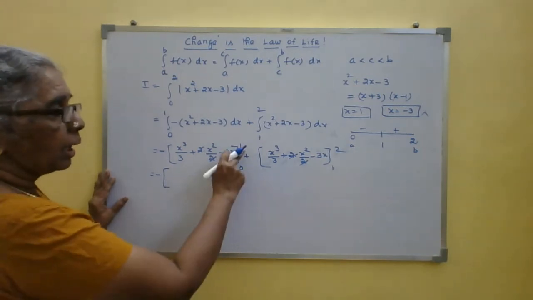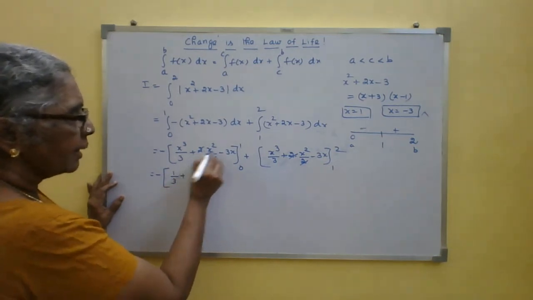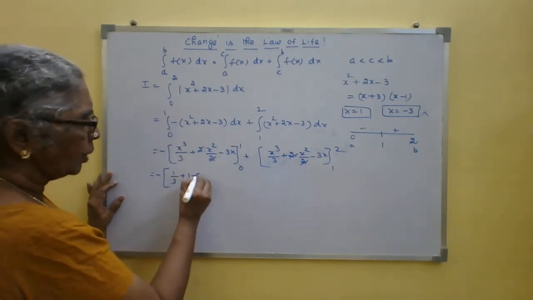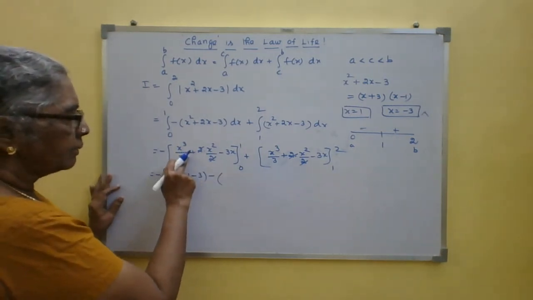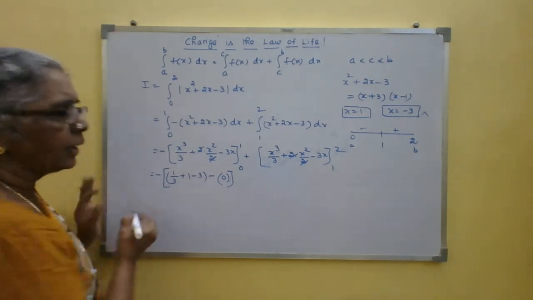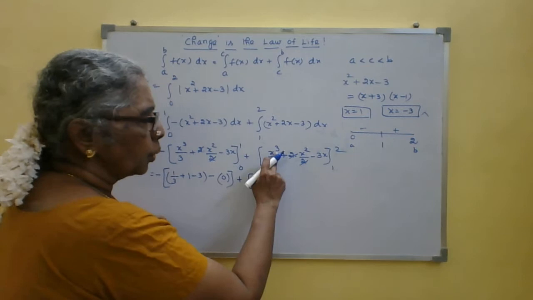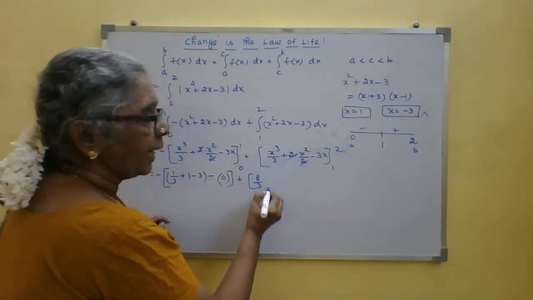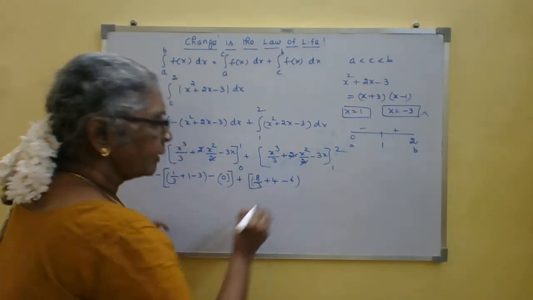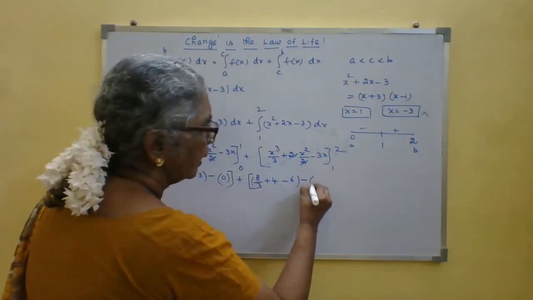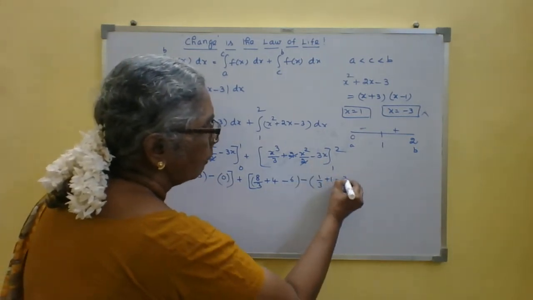Okay. Now the upper limit is 1. So what will I get now? 1 by 3 plus x squared is 1 minus 3 into 1 is minus 3. This is upper limit. Put a minus here. Lower limit 0, everything is 0. So that is over. Now come here. Now here the upper limit is 2. So 2 cube is 8. I will be getting 8 by 3 plus x squared, that is 4 minus 3 2s are 6. This is the upper limit. Minus the lower limit is 1. So it is 1 by 3 plus 1 minus 3.